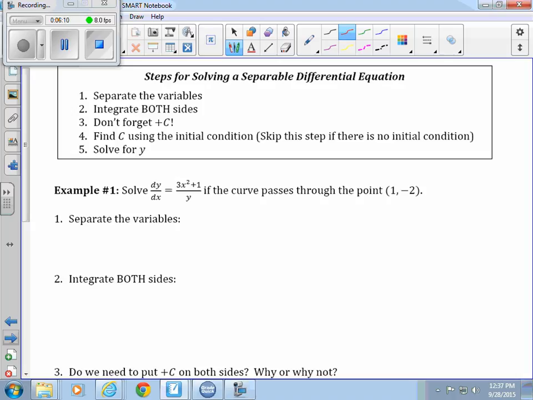If you are given an initial condition, you will find c, and then you will solve for y. For today, we're going to leave out the discussion on domain. It does get a little bit more complex when you take into account domain.